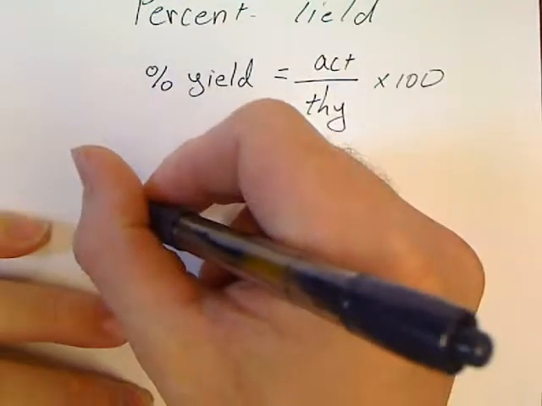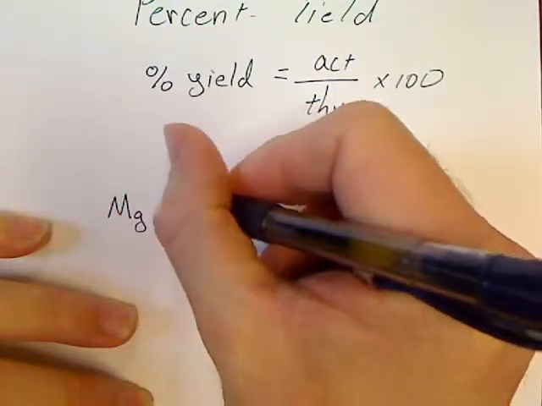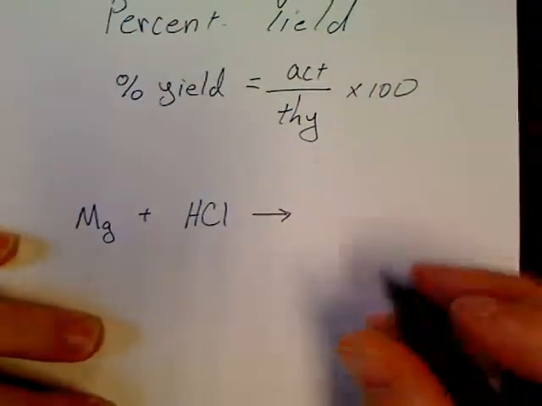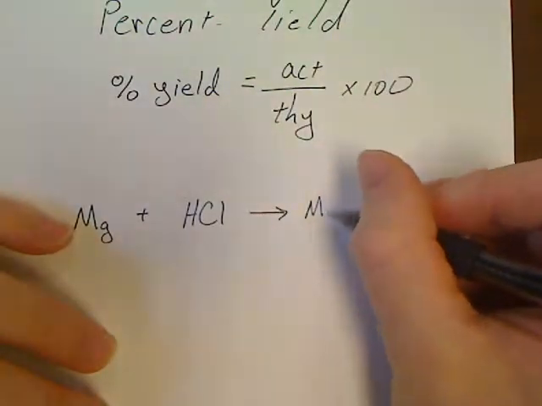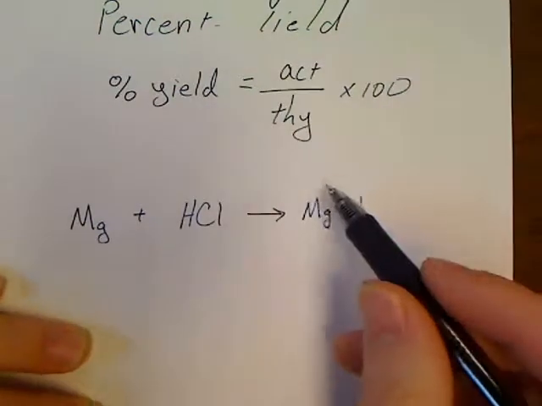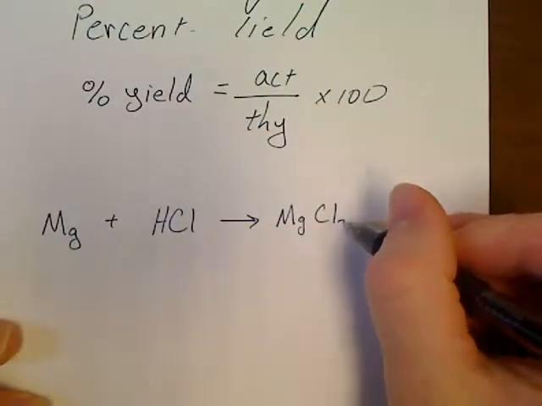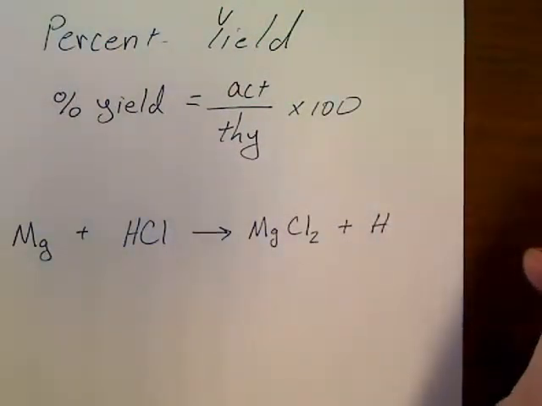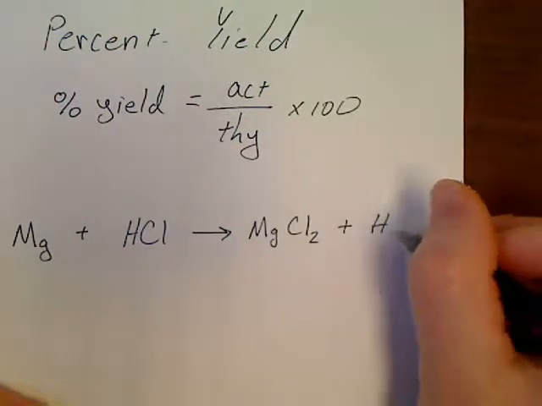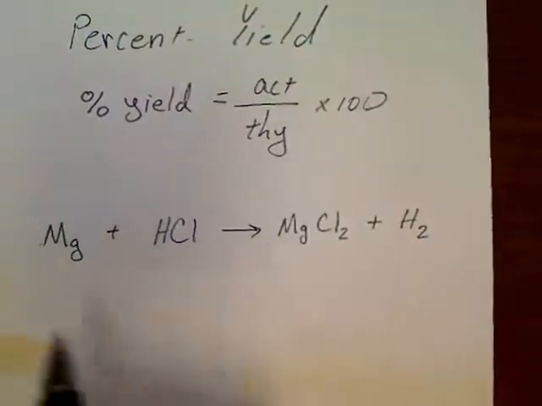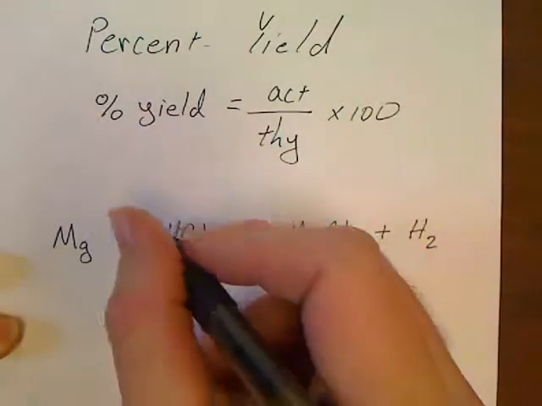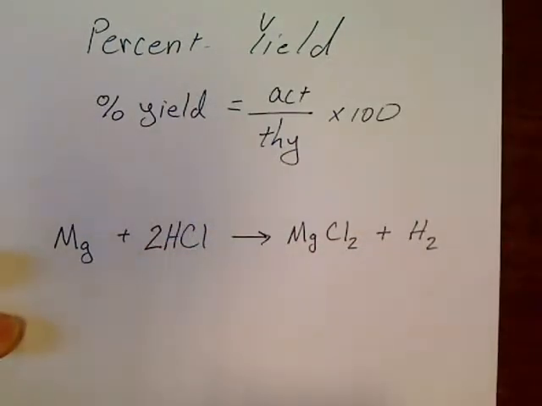We've got Mg plus hydrochloric acid, and that yields, single replacement, MgCl plus 2 minus 1, so that's a 2, so MgCl2. Plus, now the H is going to be all by itself, which means the H is going to be H2. Before we can do any stoichiometry, this has to be a balanced equation, so I'm going to slide a 2 in front of the HCl. So now we have our balanced equation.